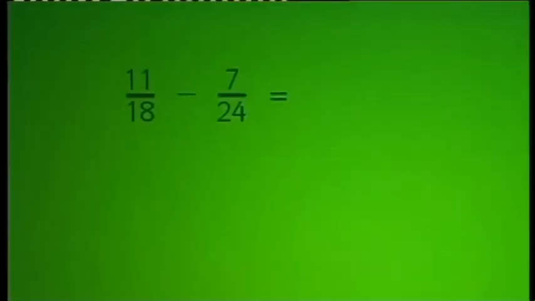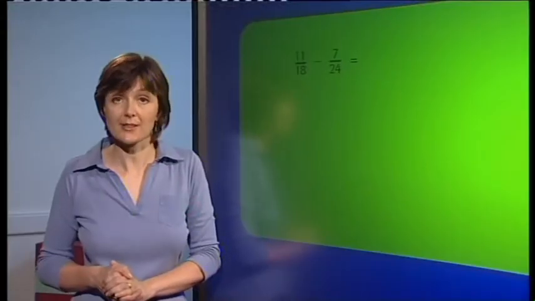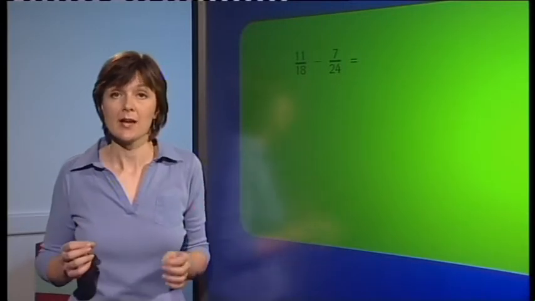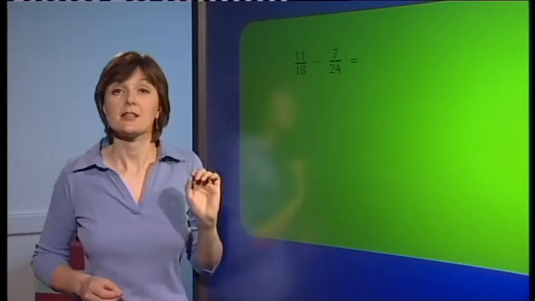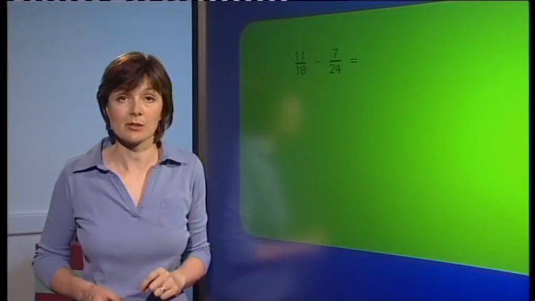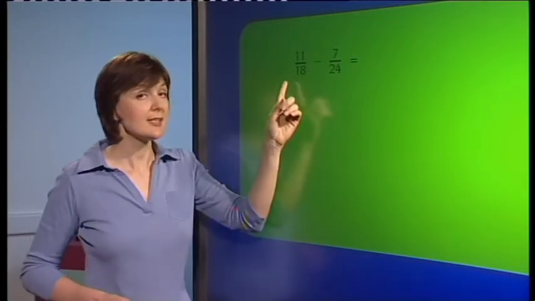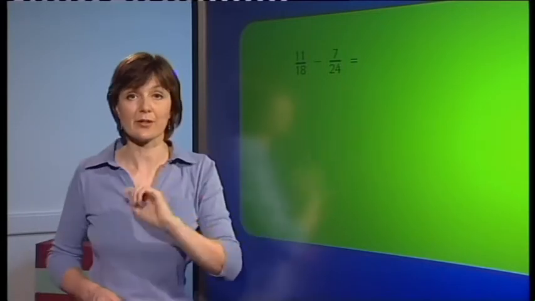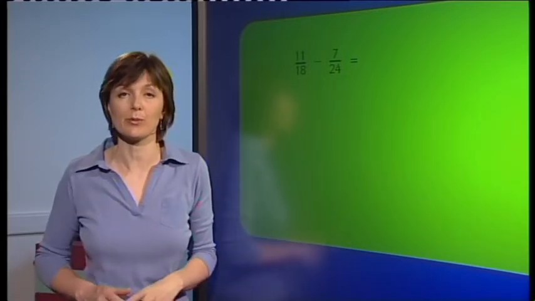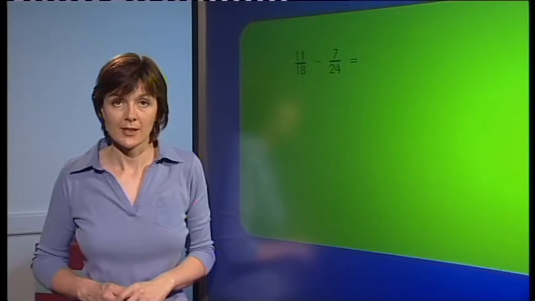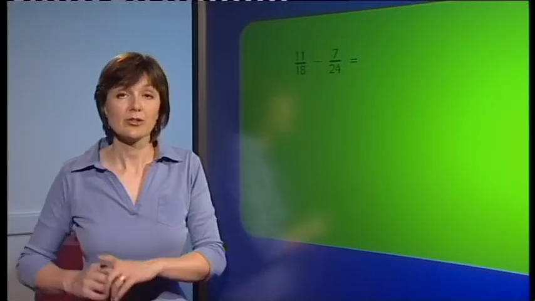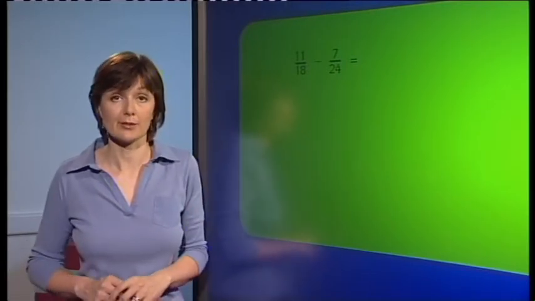11/18 subtract 7/24. Subtraction is pretty much like addition for fractions. The key step is to turn these into equivalent fractions with the same denominator. So we're looking for a common multiple of 18 and 24, and for the best effect we want the lowest common multiple we can find. And here's a reminder of how to find that lowest common multiple.